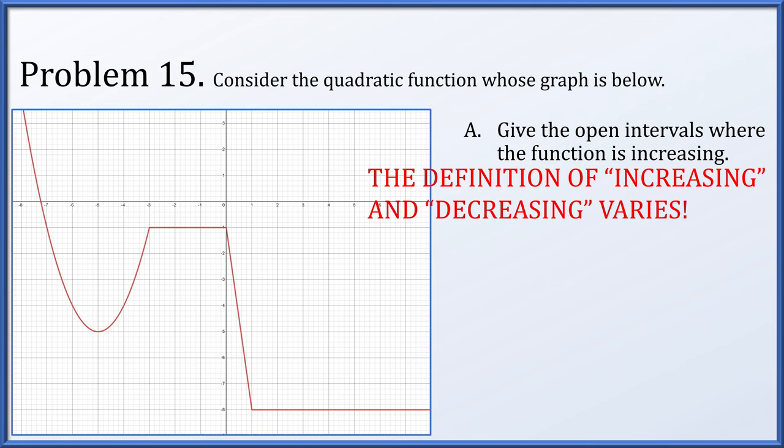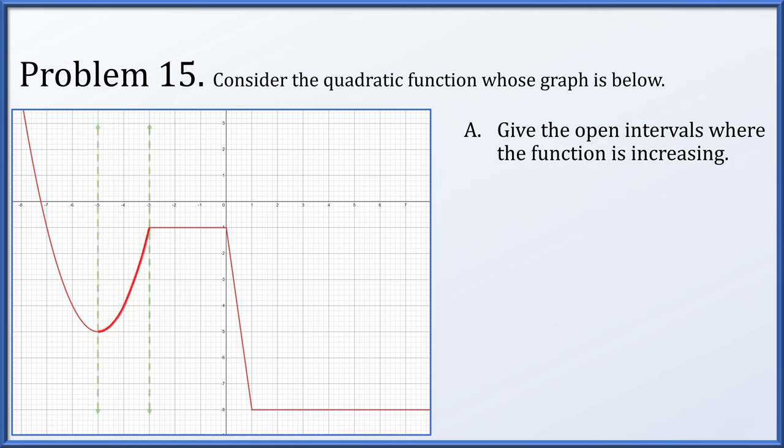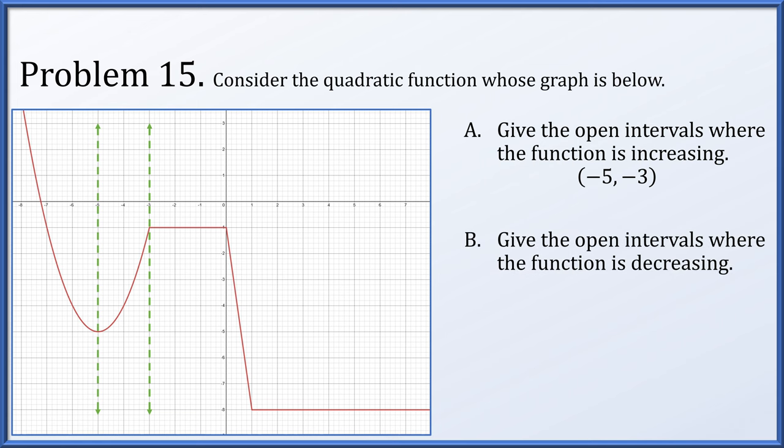For us, we are looking for strictly going up and down, and we're definitely told to look for open intervals where this is happening. So on this interval here, we see there is a piece of the function that is definitely going up. That is between x equals minus 5 and x equals minus 3, and it's the only place the function is going up. Next, give the open intervals where the function is decreasing. Now this piece on the left, this quadratic half piece here, is going down.